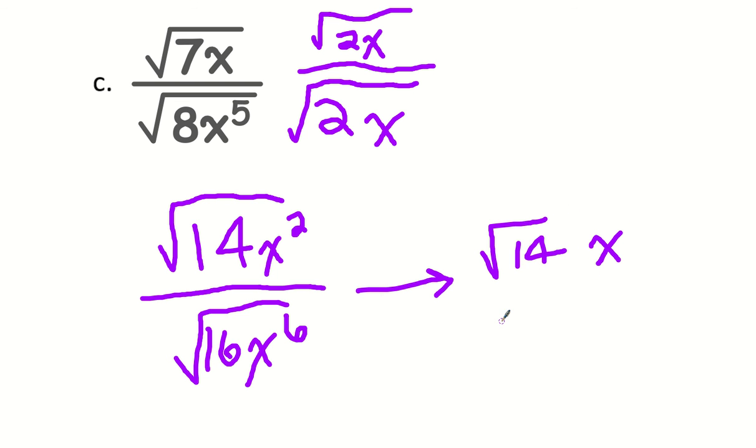And don't worry about absolute value. We're not worrying about that. And then down here, what's the square root of 16x to the sixth? Well, wouldn't that be 4x to the third? And then, of course, these would even cancel with each other.